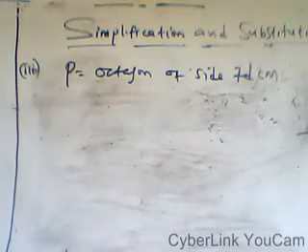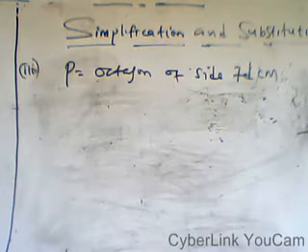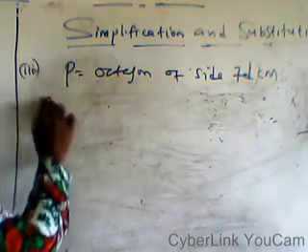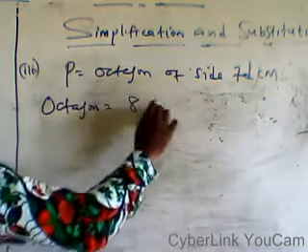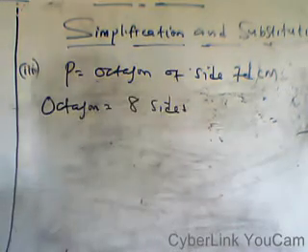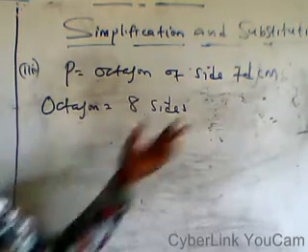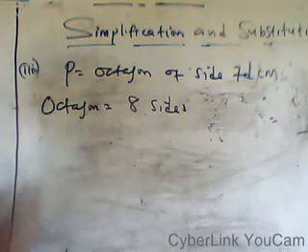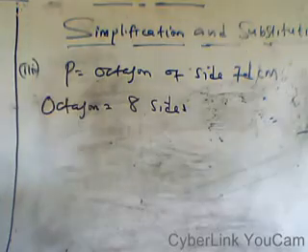So it's more or less like saying equilateral triangle. An octagon has 8 sides. So if one of the sides is 70 centimeters, what will now be the perimeter of all the sides? Perimeter means that we are going to add all the sides together.